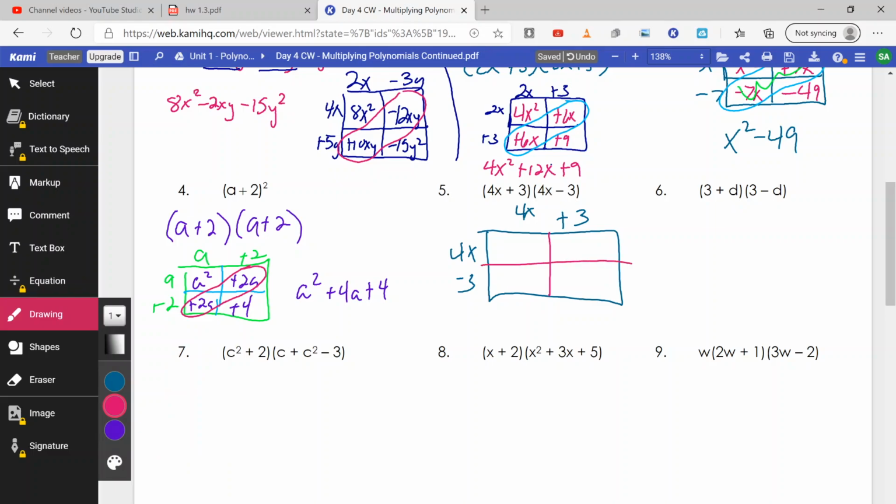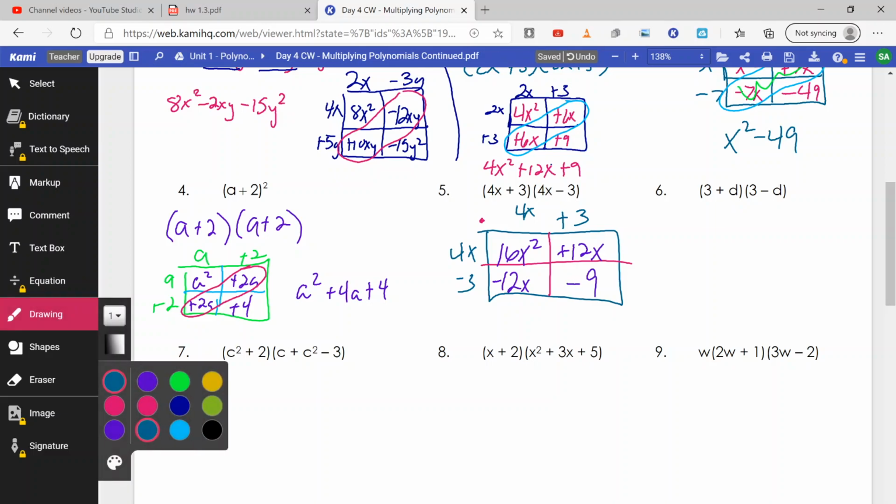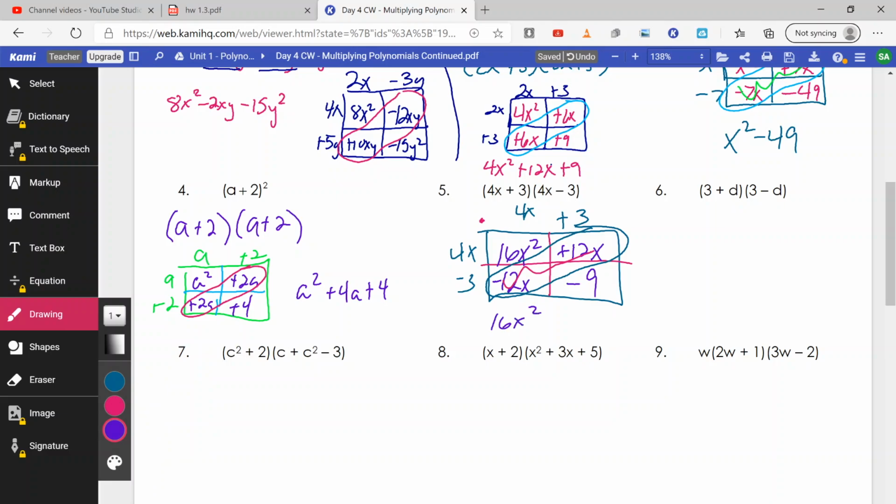Split them up. 4x times 4x is going to give me 16x squared. 4x times 3. 4 times 3 gives me a 12. X comes along for the ride. Negative 3 times 4x gives me a minus 12x. Negative 3 times 3 gives me a negative 9. 12x and 12x, like terms. Notice, though, that positive 12 minus 12, they're going to cancel each other out. So I'm left with 16x squared minus 9.